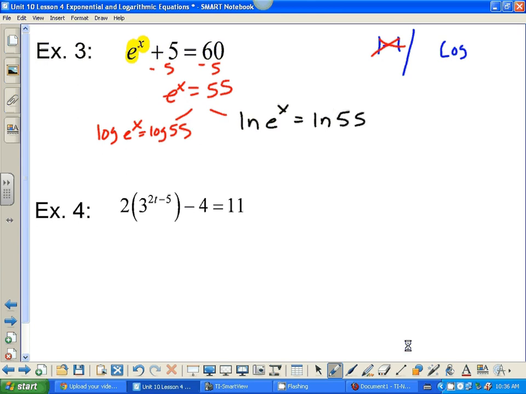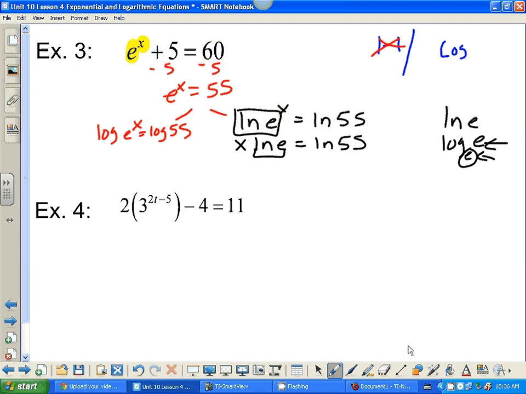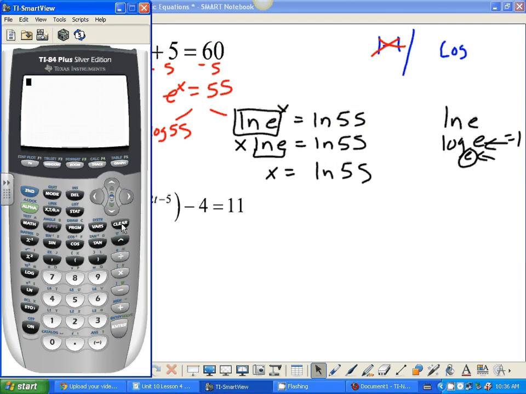The reason it's advantageous to use the natural log on both sides is that when I use my power to a power, I get x times the natural log of e equals the natural log of 55. The natural log of e is 1. Remember, the natural log of e means log base e of e. So what power of e gives me e? That's 1. So I'm just left with the natural log of 55, and then I would type that into the calculator.